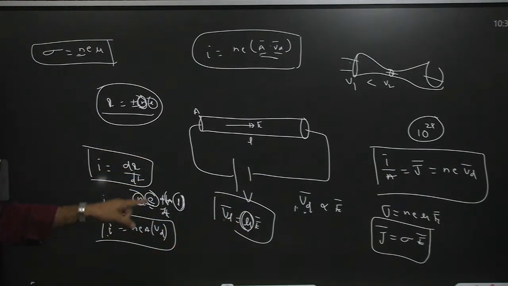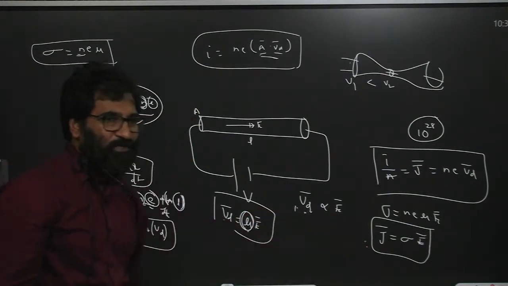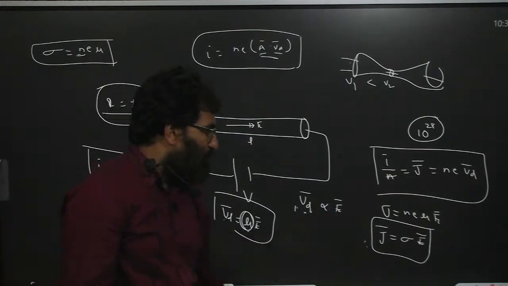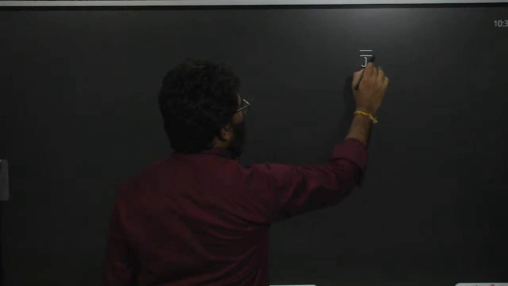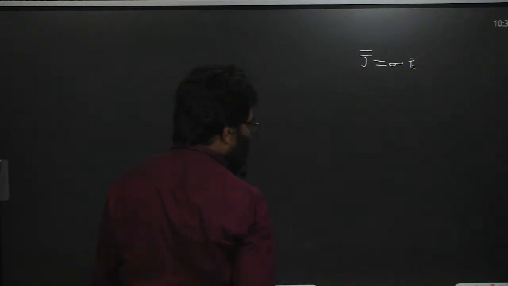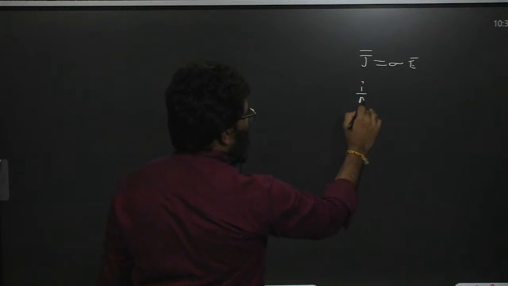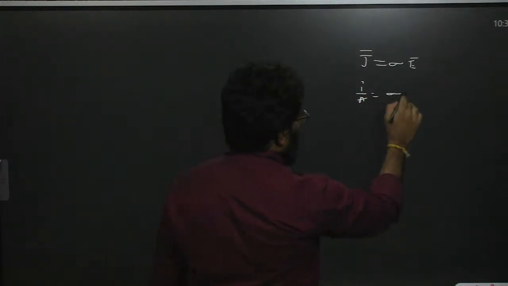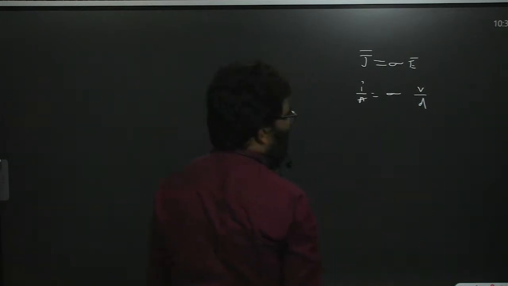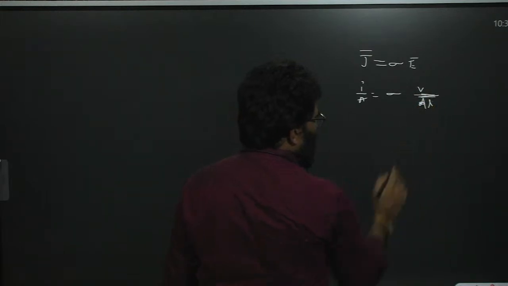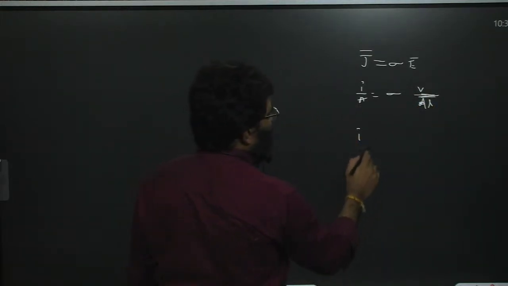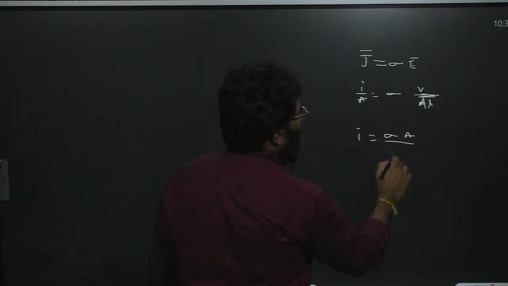This is called the microscopic Ohm's law: J is equal to sigma E. Now J is I by the area of cross section, and E is equal to V by L, where L is the length of the conductor and V is the potential difference applied. Now I is equal to sigma A by L into V.